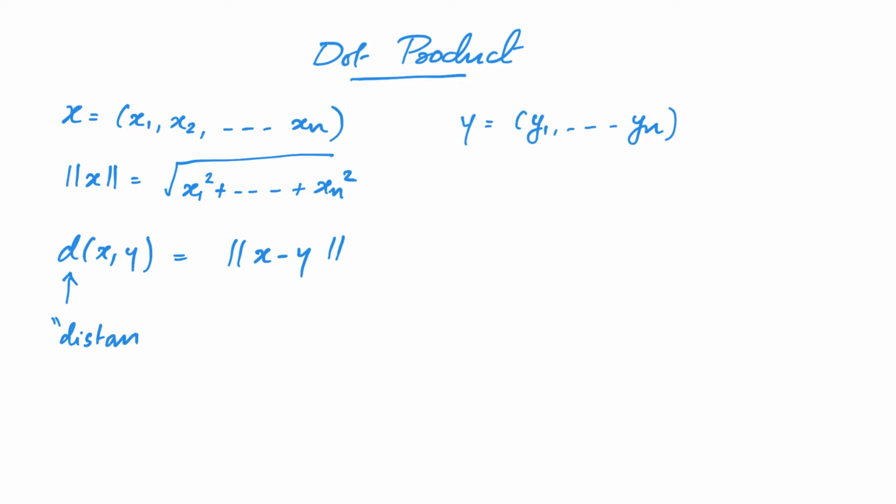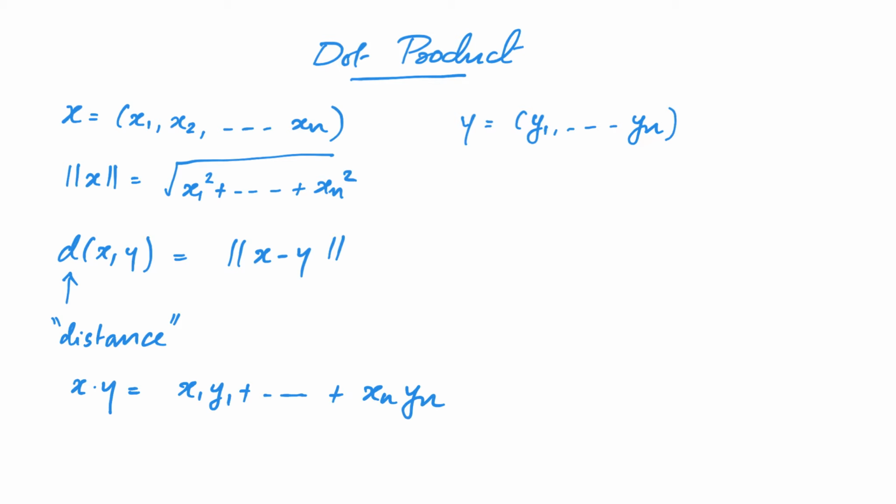Finally, we said that even though we called it distance, this is only tentative. To call something a distance, we need to show that it satisfies some nice properties, and we are yet to show that. To this end, we will define a new structure called the dot product. We call x dot y to be equal to x1 y1 plus x2 y2 etc.